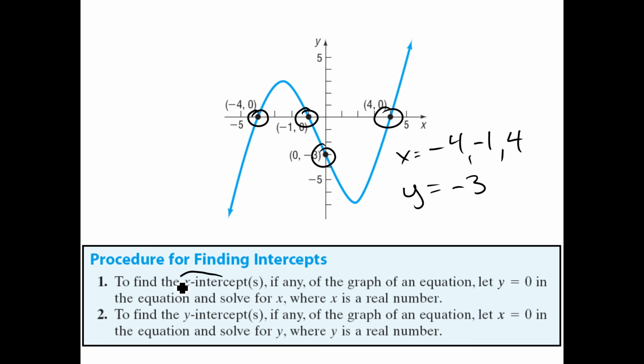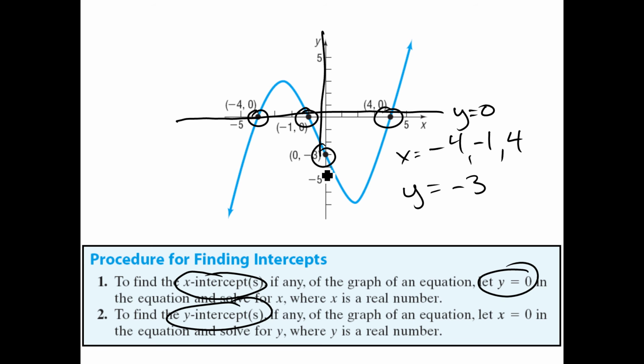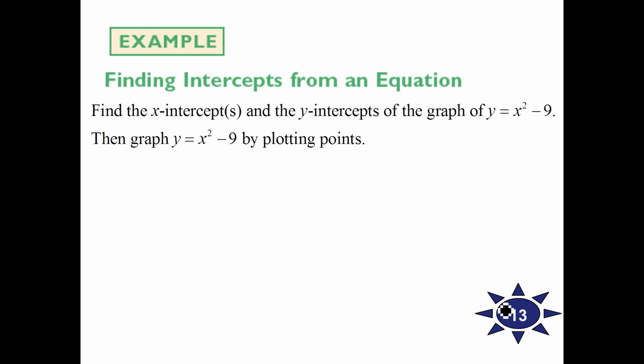And here we go. To find the x-intercepts, we're going to let y be 0, because if you're on the x-axis, y is 0. And then to find the y-intercepts, that means you're on the y-axis, x is 0, the opposite. All right, so let's try this here. We have the equation of y equals x squared minus 9.